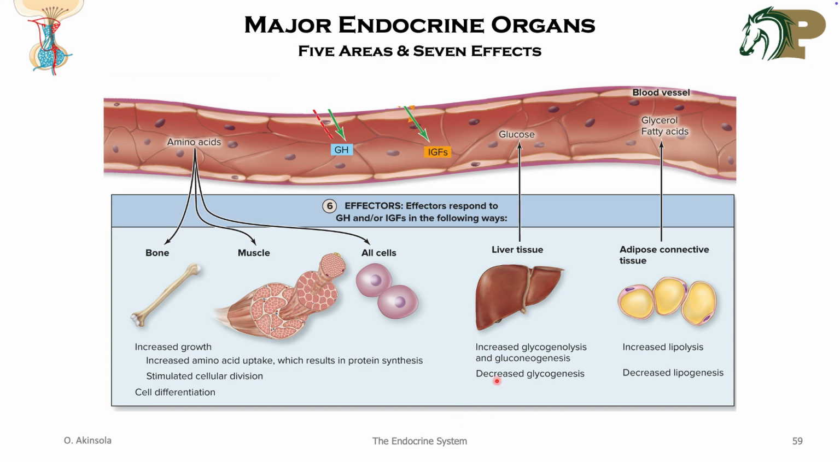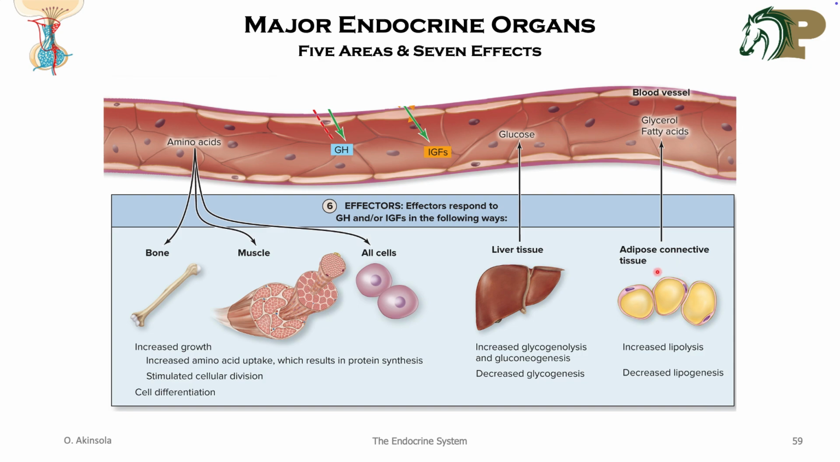Decreased glycogenesis means decreased levels of glycogen. So that's glyco, and then genesis, the production of glycogen. Decreased production of glycogen means that you have increased levels of glucose.